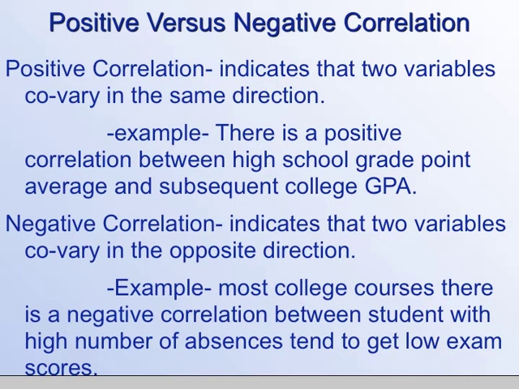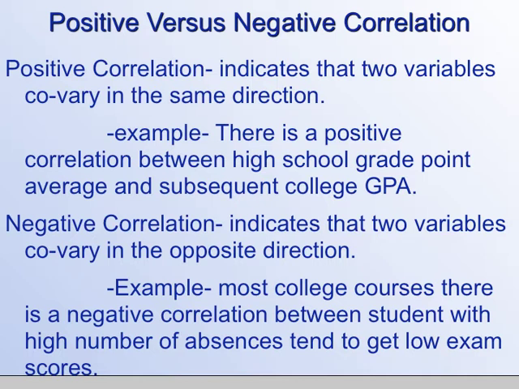Now, the positive correlation indicates that 2 variables covary in the same direction. Okay, that means they are very similar. For example, there's a positive correlation between a high school grade point average and a college GPA. If you do well in high school, you're more likely to do well in college. There is a relationship between high school GPA and college GPA. If you do well in high school, you'll do well in college. If you do poorly in high school, you'll do poorly in college. Okay? There is a relationship.